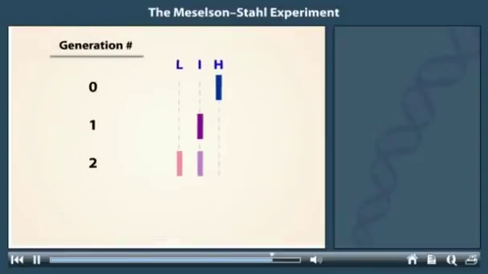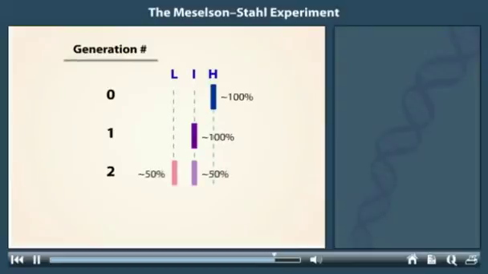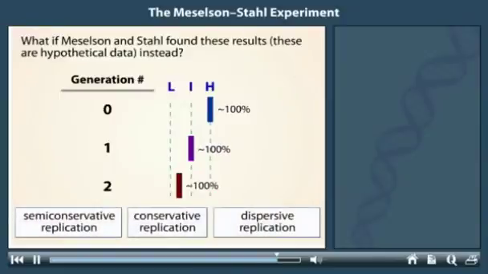Generations 0 through 2 provide enough information to determine which model of DNA replication is correct. Click on the correct model.